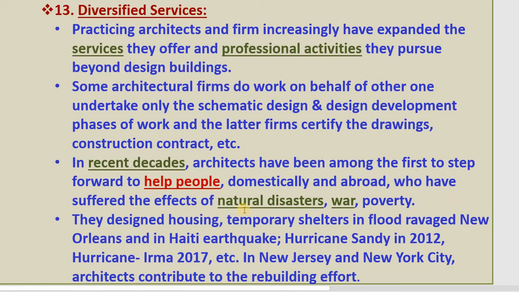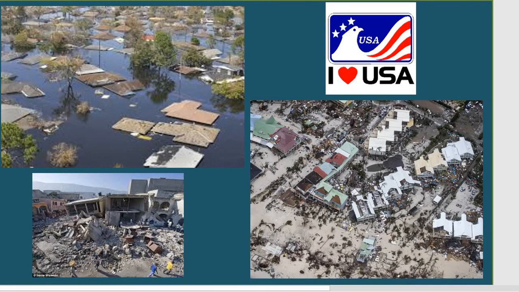Architects designed temporary shelter houses in 2012 in New Orleans, and after that Hurricane Irma in '17, New Jersey and New York City architects contributed to the rebuilding effort. These are a few of the disasters that happened in the US, and in these cases some people need help, and architects are the people who design affordable houses for all of those hit by the disaster. That's the main point for people working in the architecture major when they get older.